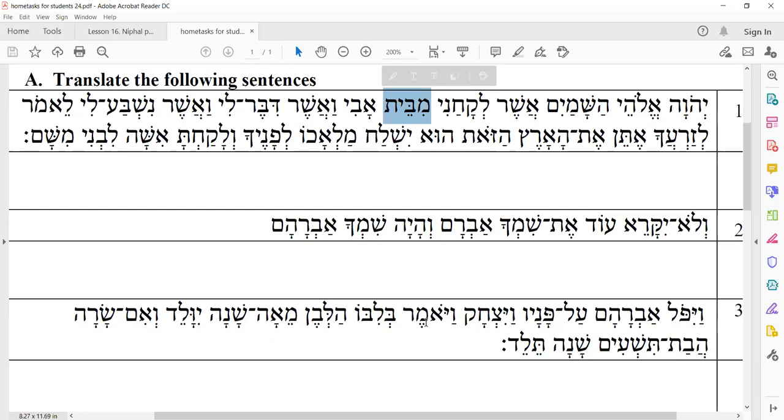Excuse me, Prof. Yes, please. I don't see who, because le is to. Okay, so do you see here? We need to identify the root. The root is lakach. So this is just lakach, but because we have a pronominal suffix here, ni, the first vowel was reduced to shva. Lekachani.